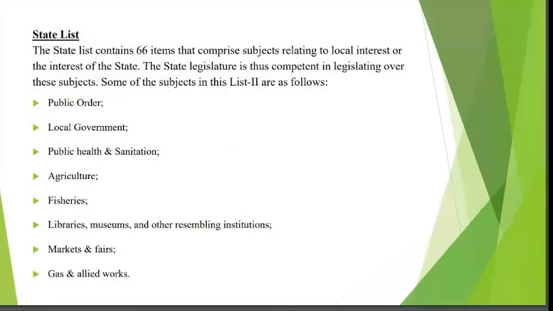Coming to the state list, it consists of 67 items relating to subjects of local interest or the interest of the state. Some of the important items dealt with in the list are public order, local government, public health and sanitation, agriculture and fisheries.